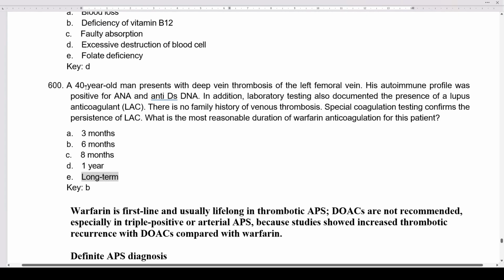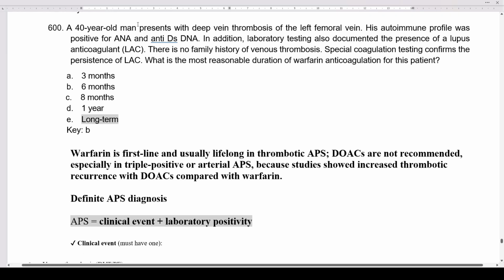Next is 600. A 40-year-old man presents with DVT on the left femoral vein. His autoimmune profile is also positive, ANA and anti-dsDNA. In addition, a lab test was done, and lupus anticoagulant was positive. There is no family history of venous thrombosis, but the patient has developed thrombosis. Special coagulation testing confirms the presence of LAC. What is the most reasonable duration of warfarin anticoagulation for this patient?